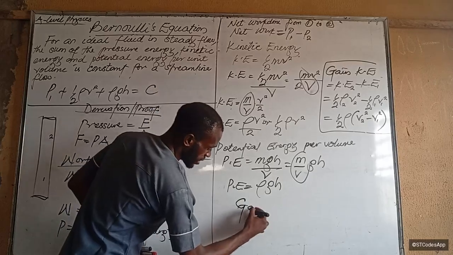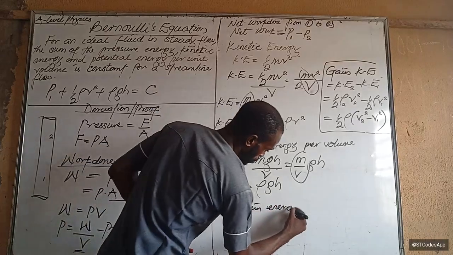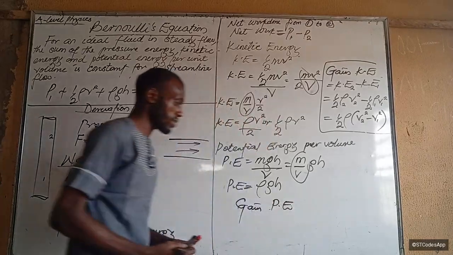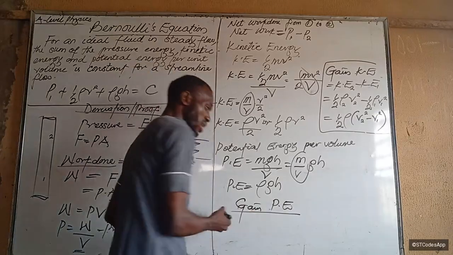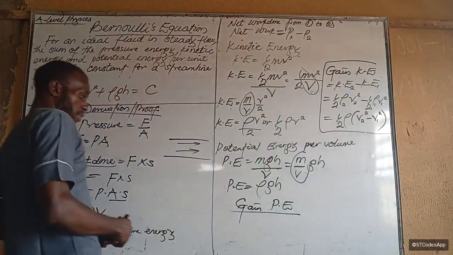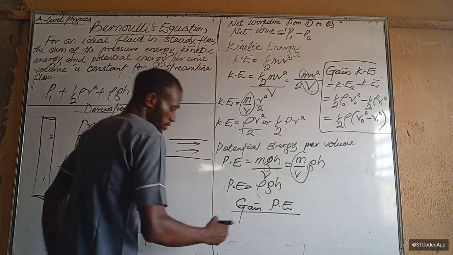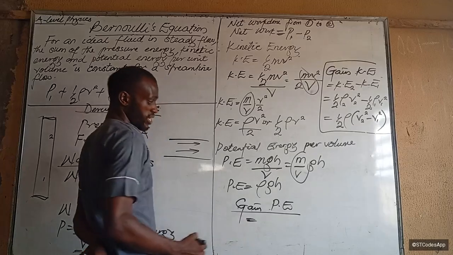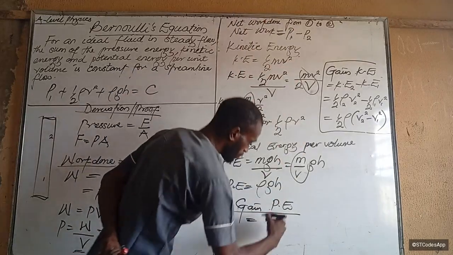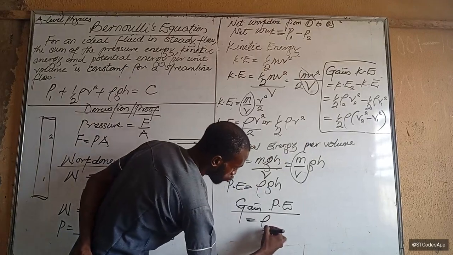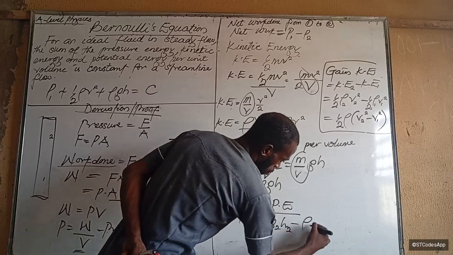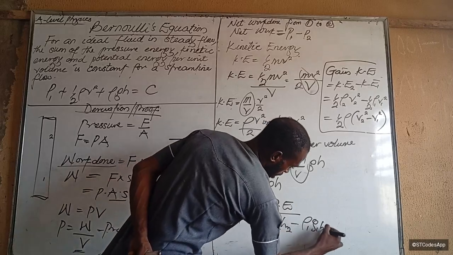How about the gain in potential energy? Remember, the guy is moving upward. So he's going to have a gain in potential energy. What's going to happen here? You therefore know that the gain in potential energy is going to be the new potential energy at a higher position, which is going to be rho2 g2 h2 minus rho1 g1 h1.